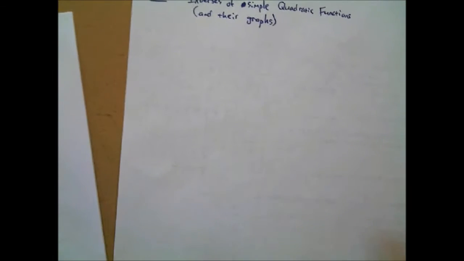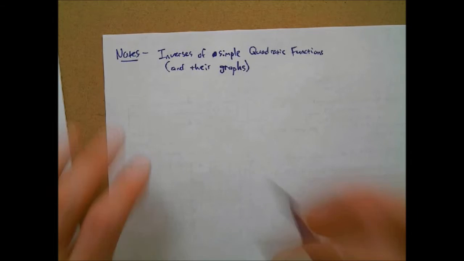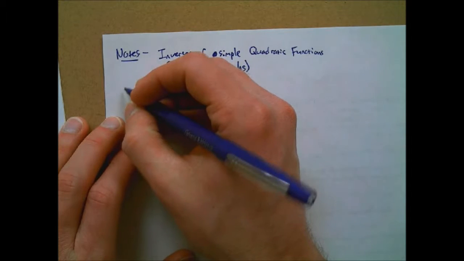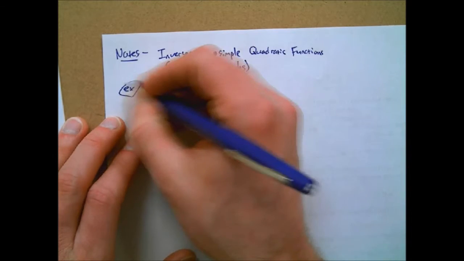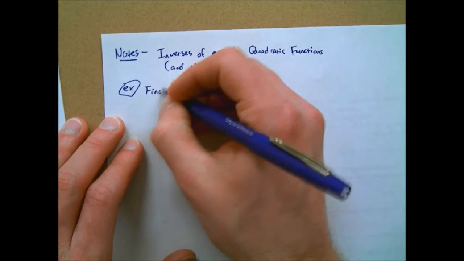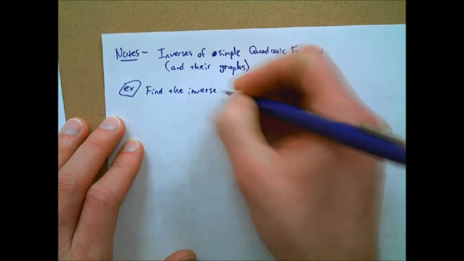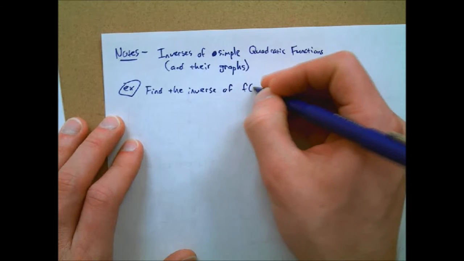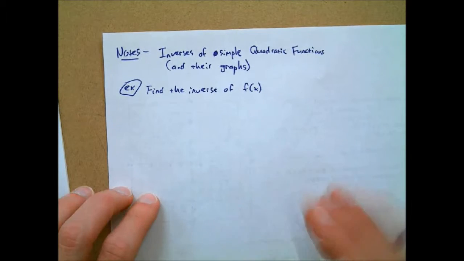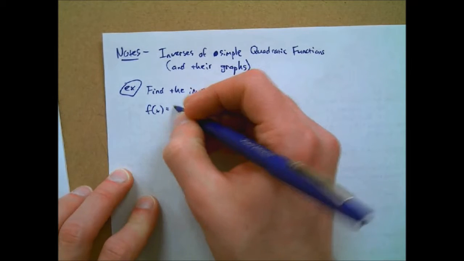Get this reoriented. There we go. All right, so let's see what we got here. For example, we'll just jump right into an example. Let's say we want to find the inverse of f of x. Those are our directions. I'll start with our function here. f of x is equal to 3x squared.